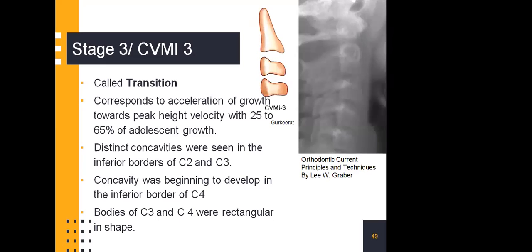Stage 3 is the transition stage. It corresponds to the acceleration of the growth towards peak height velocity with 25% to 65% of the adolescent growth, and distinct concavities are seen in C2 and C3.